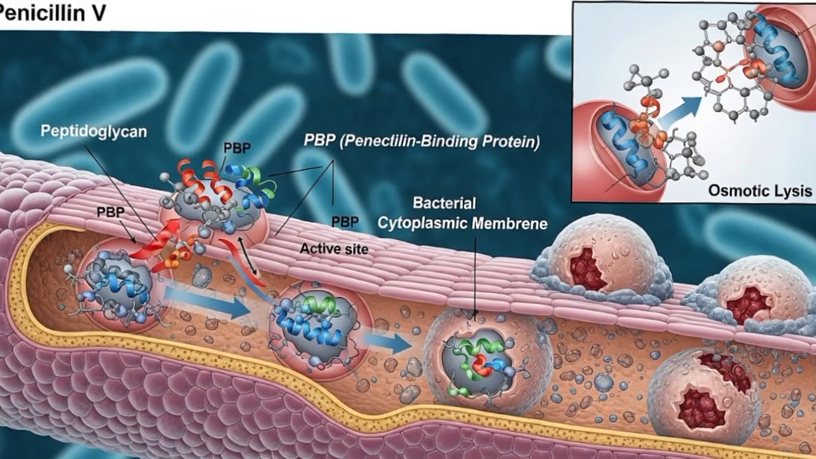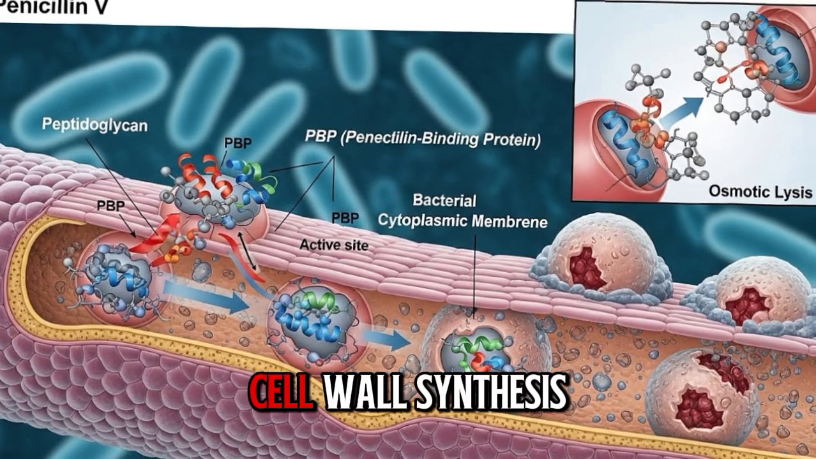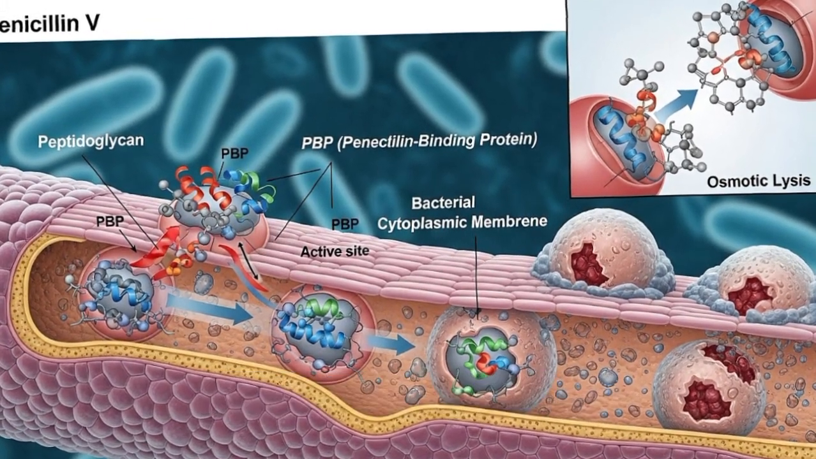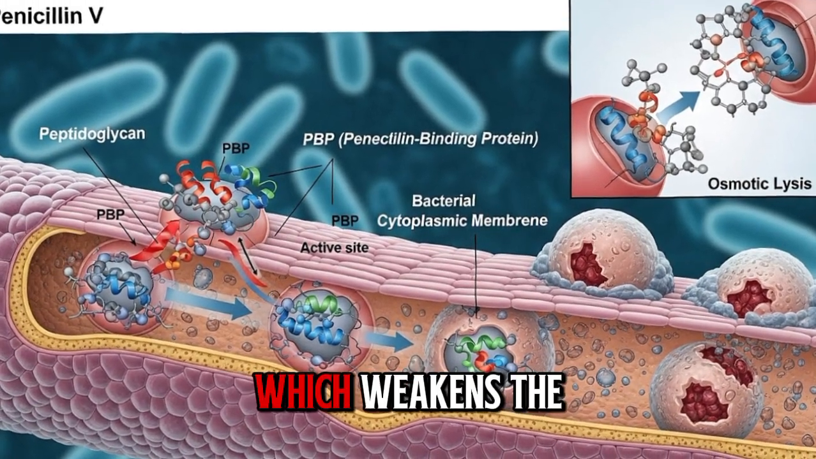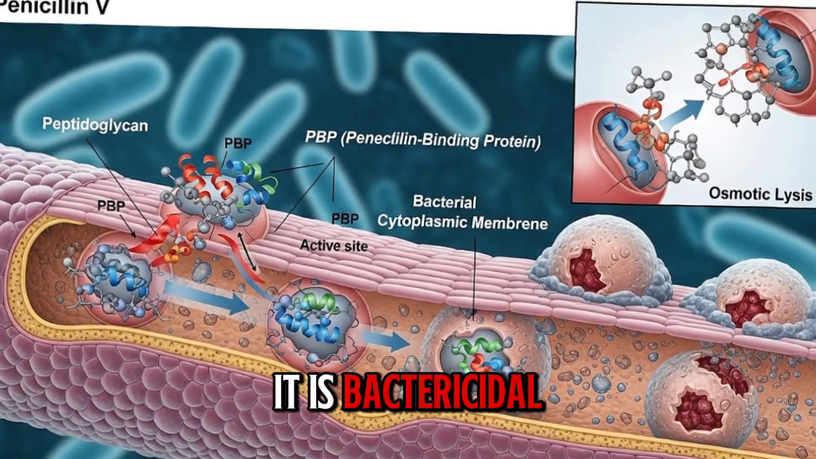Point 2. Mechanism of action. Penicillin V works by inhibiting bacterial cell wall synthesis. It binds to penicillin-binding proteins, PBPs, and prevents the cross-linking of peptidoglycan layers, which weakens the cell wall and leads to bacterial death. It is bactericidal in nature.